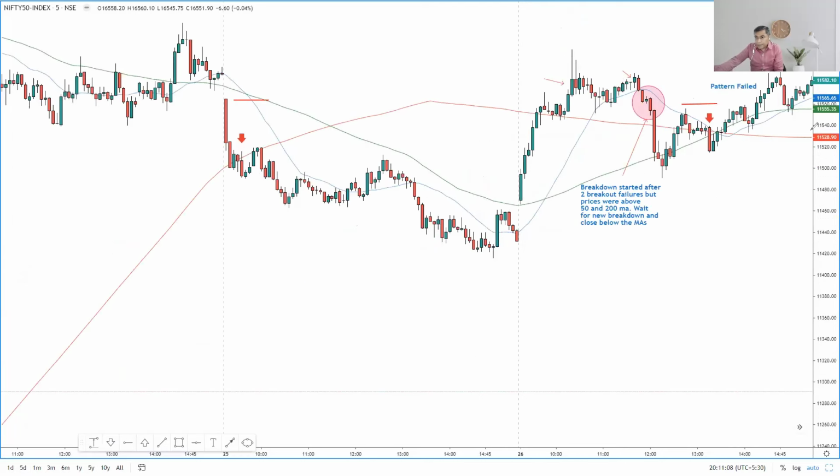Okay, so I hope you are getting the point here. Very strong move. Then we have a pullback. Again, buyers try to move the prices up, and then we have a move to the downside. So that shows that sellers have increased the selling pressure around these areas.